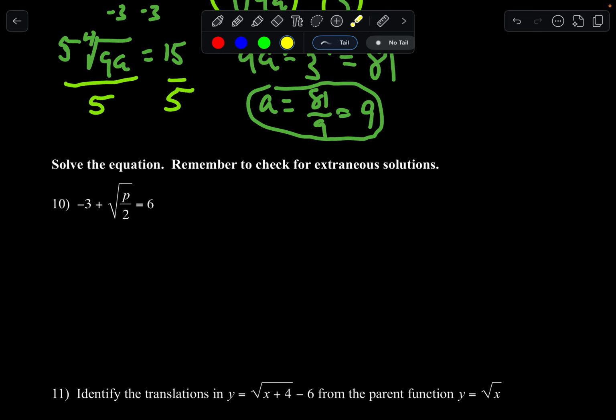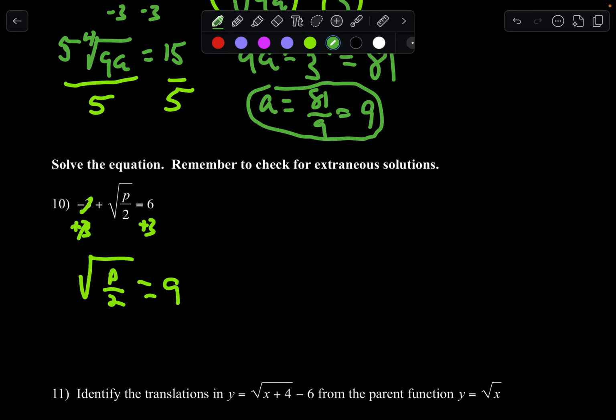So, again, our goal is to strip everything away from the square root. We have to denude it. So we are adding a negative 3 to the square root. So I'm going to go ahead and add a positive 3, because these cancel out. And now we have the square root of, not 9, but of p, a little dyslexic, over 2 equals 9.